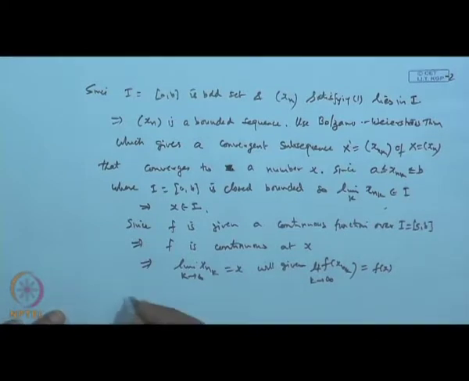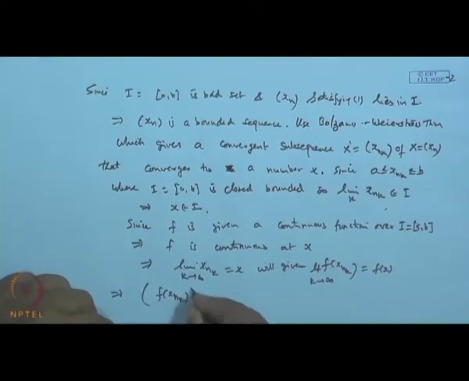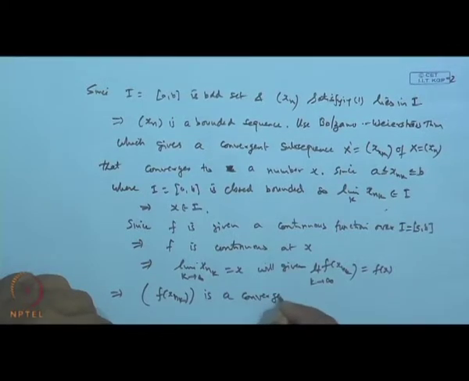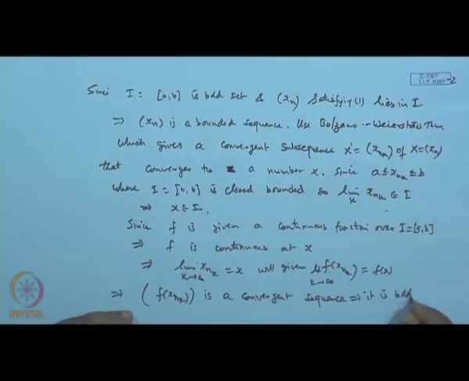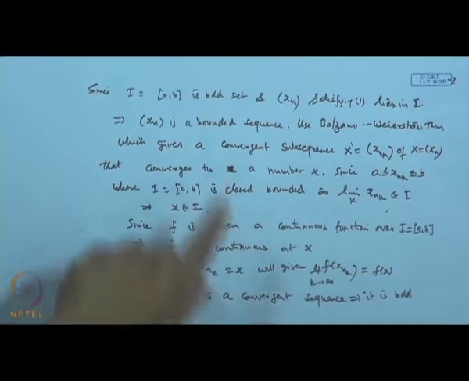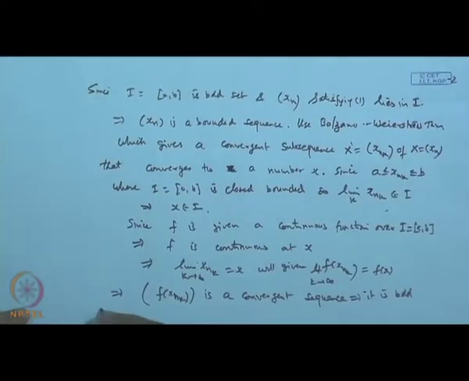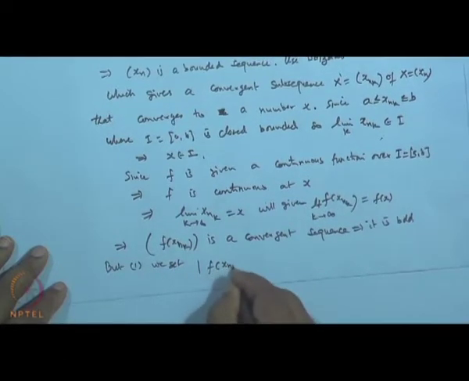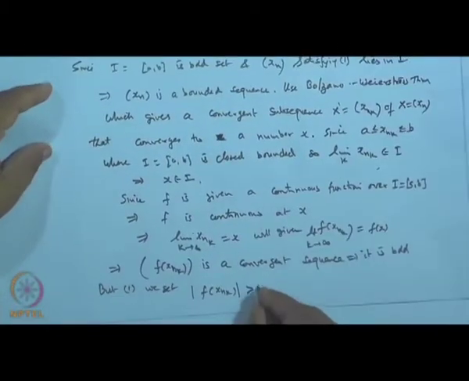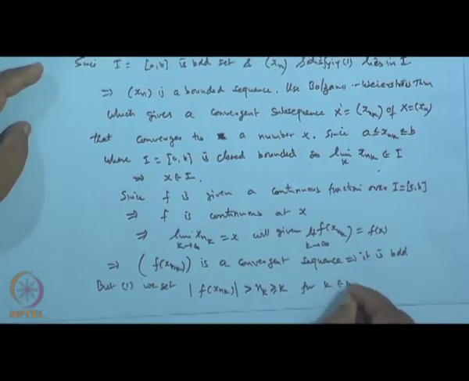So, what it shows? This implies the sequence f(x_{n_k}) is a convergent sequence. And a convergent sequence is always bounded. So, it is bounded. But that gives a contradiction to our result, because from 1, what we get is mod of f(x_{n_k}) is greater than n_k, which is greater than k, and this is true for all k belongs to N.